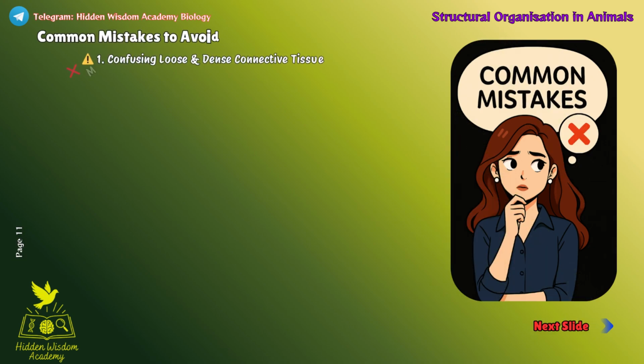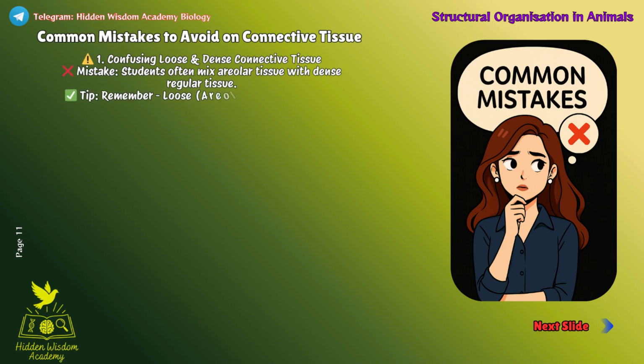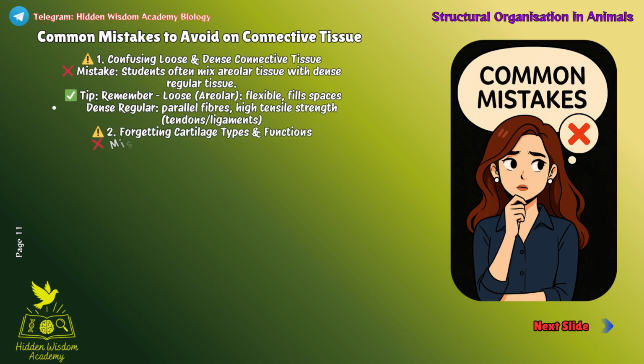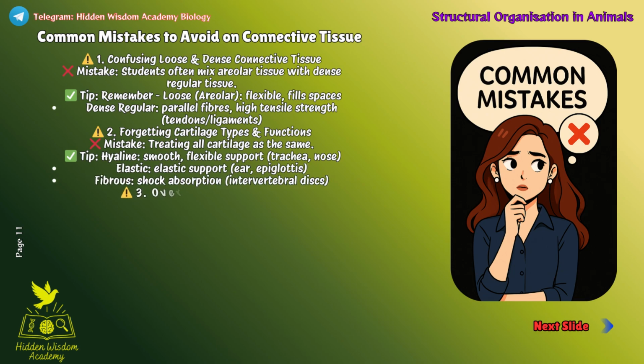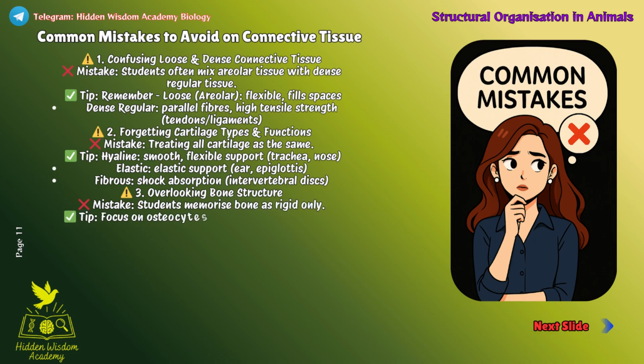Before we finish, let's fix common mistakes about connective tissue. First, don't mix up loose and dense tissue. Areolar is soft and flexible, while dense regular tissue is strong, like in tendons and ligaments. Second, know your cartilage types. Hyaline is smooth, elastic is springy, and fibrous absorbs shock. Third, remember bone is living tissue, with osteocytes and lacunae and the Haversian system.